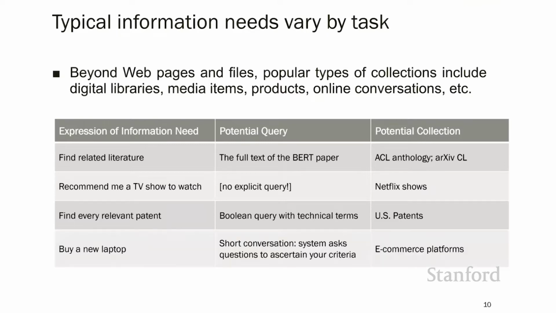Lastly, even buying a new laptop can be an IR problem, and in particular, a conversational IR problem. Here, the system may go in a back and forth style between searching for relevant products and asking the user for their preferences about cost, screen quality, and storage, and other factors on online e-commerce platforms.